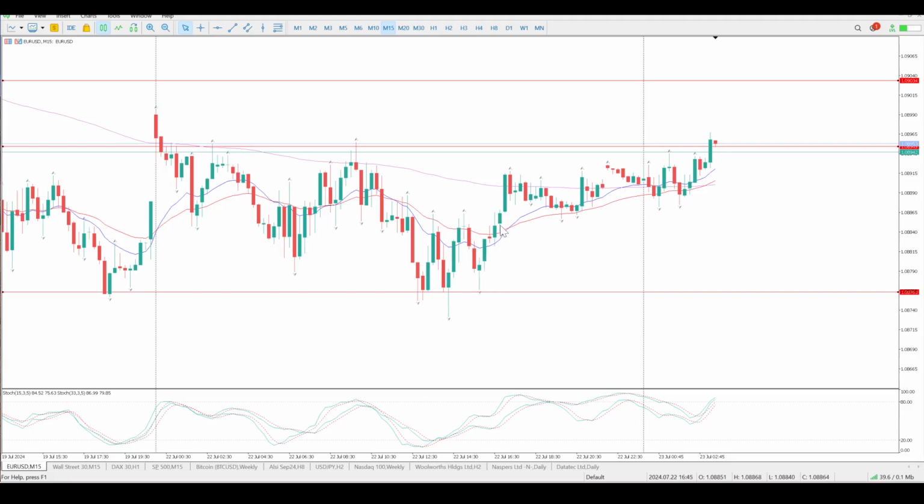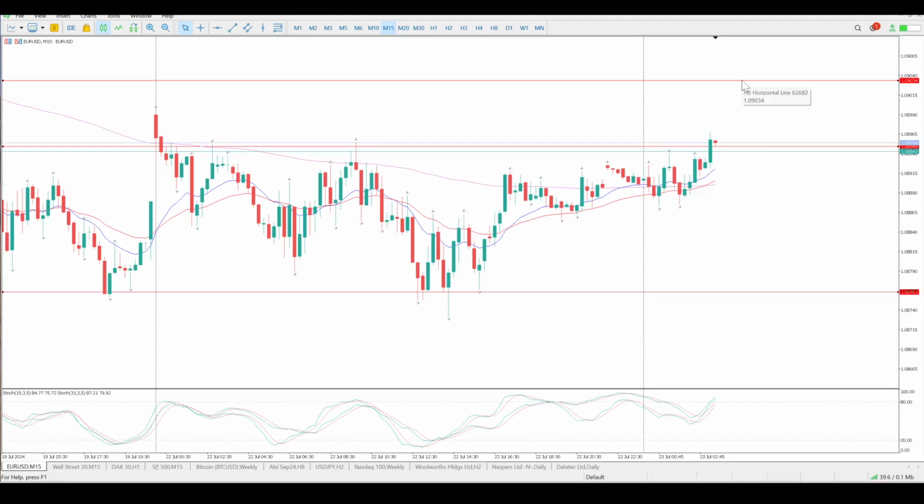Gap, multiple 15-minute gaps here as well. There's gaps everywhere on every instrument I've looked at, but there's a decent crossover of all the moving averages that's happened this morning. So if this holds, there's definitely an opportunity.